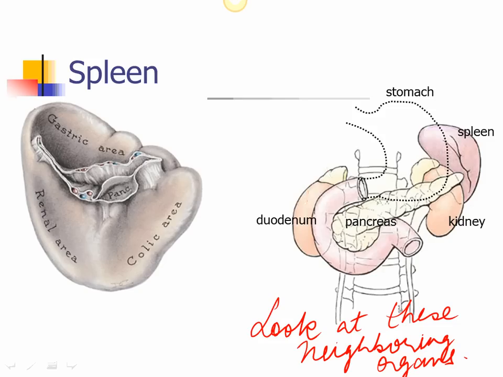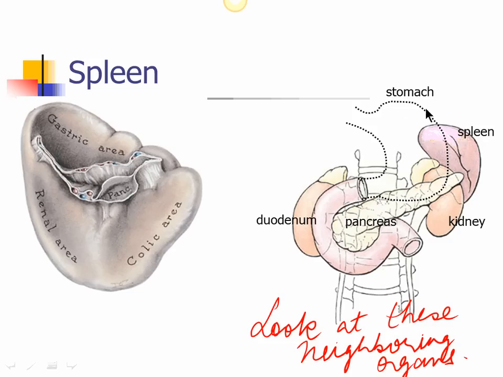Very, very large. It's related to the 9th, 10th and 11th ribs on the left side. Completely covered by peritoneum. Extremely vascular organ. It's related to a lot of abdominal structures which you can see here. So here's the spleen. Notice all the structures it is related to.